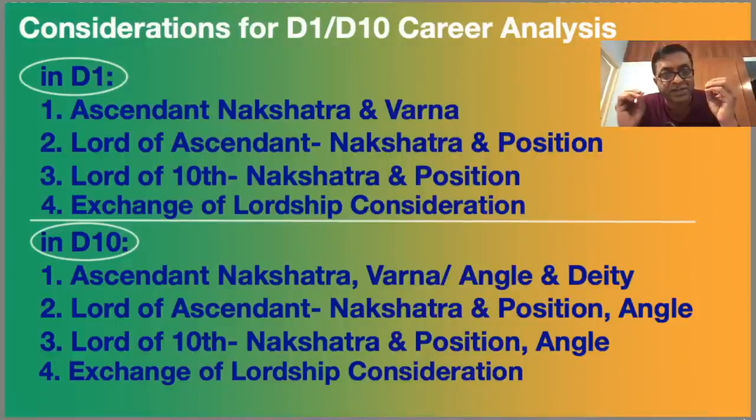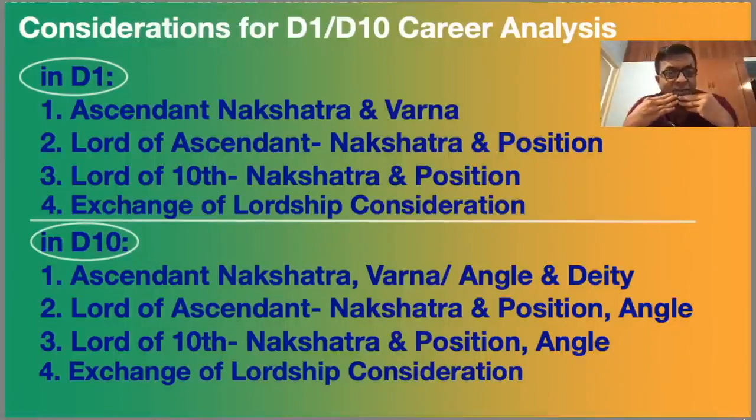In D10, what are the considerations? The above four are for the natal chart. In D10, number one, ascendant nakshatra, varna, and the angle and the deity. Remember, we spoke of this in the entire 27 nakshatras, right? So, angle and deity we will be seeing in the actual charts of real people now. Number two, the lord of the ascendant, nakshatra, position, and angle and the deity. We'll have to see how this plays out; even just considering the ascendant lord and 10th house lord, the angle itself becomes so complicated.